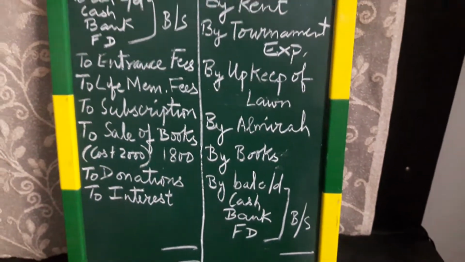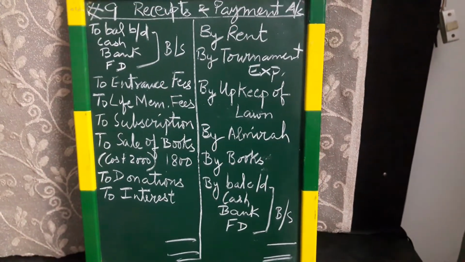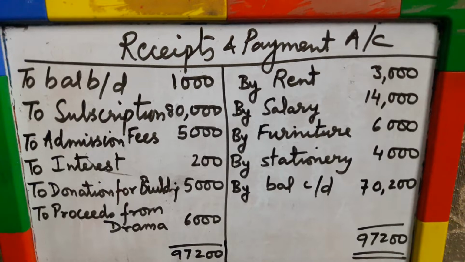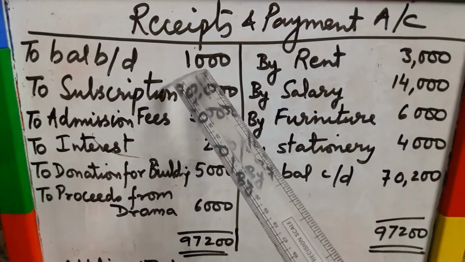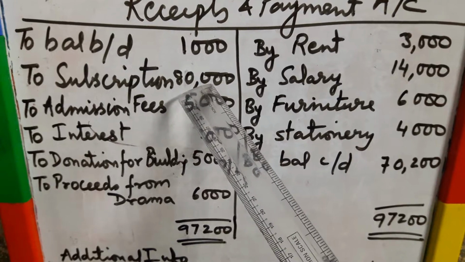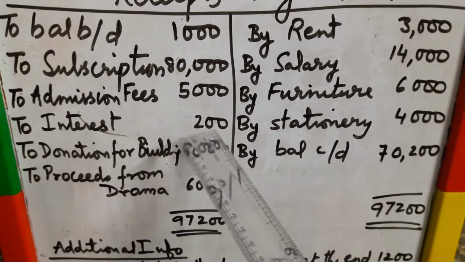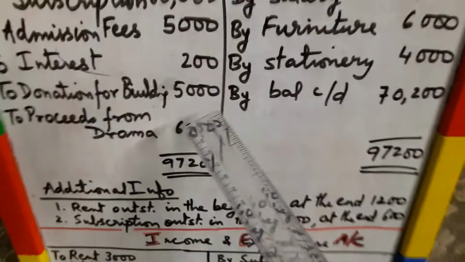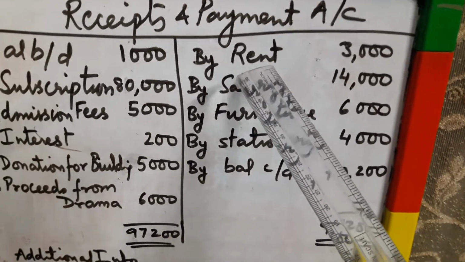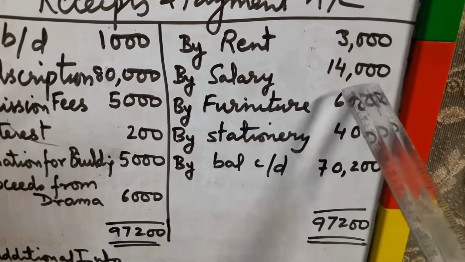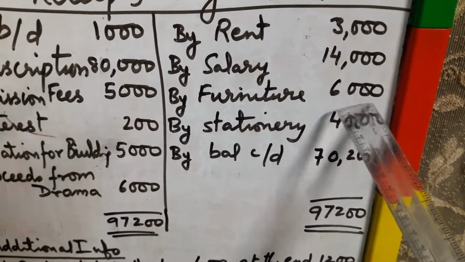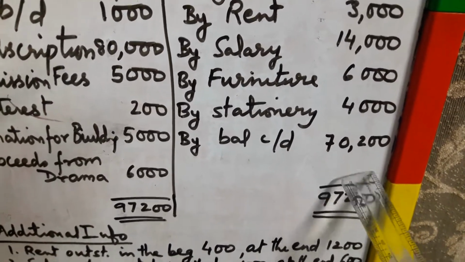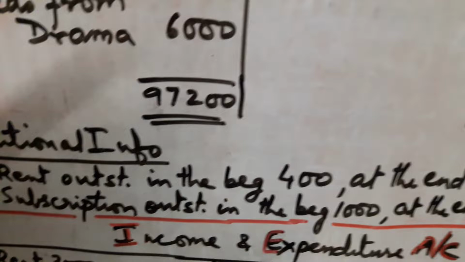Simple question. I have explained how to prepare an income and expenditure account from a receipt and payment account. Now we are solving a question. A receipt and payment account is given which has an opening balance of 1000, subscription 80,000, admission fee 5,000, interest 200, donation for building 5,000 and proceeds from drama 6,000. Similarly, on the payment side, there is a rent payment of 3,000, salary payment of 14,000, payment for furniture 6,000, payment for stationery 4,000 and the closing balance 70,200.